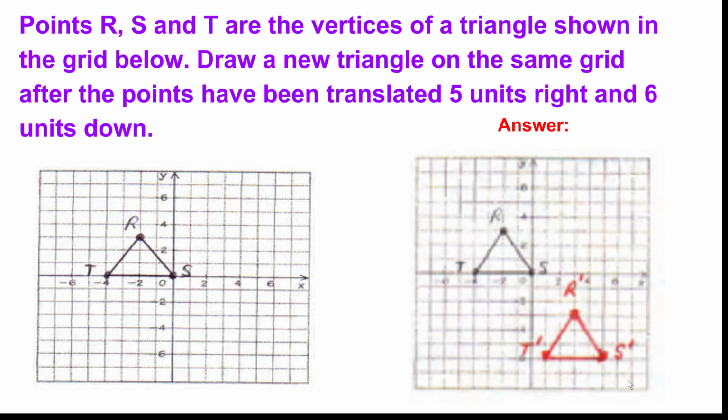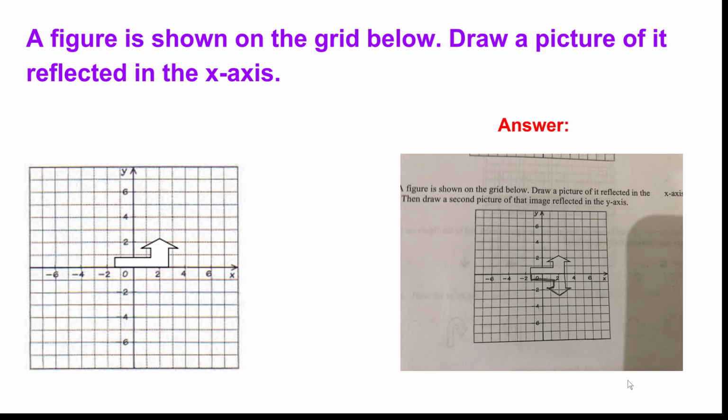Points R, S, T are the vertices of a triangle shown in the grid below, and they want us to translate 5 units right and 6 down. So the new coordinates would be R prime is 3 and -3, S prime would be 5 and -6, and T prime would be 1 and -6. If you can't see it clearly, the image is not very clear, but I just gave you the coordinates if you want to practice.